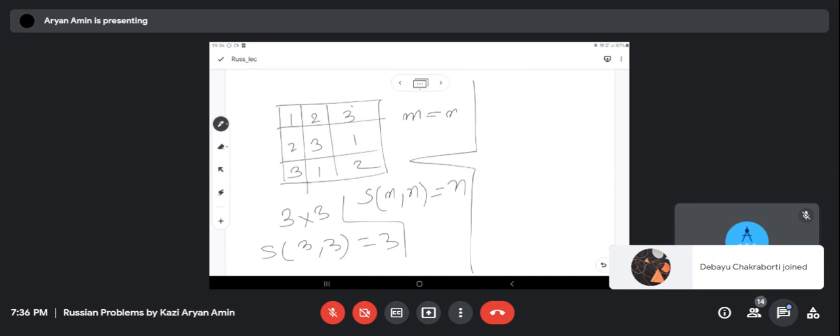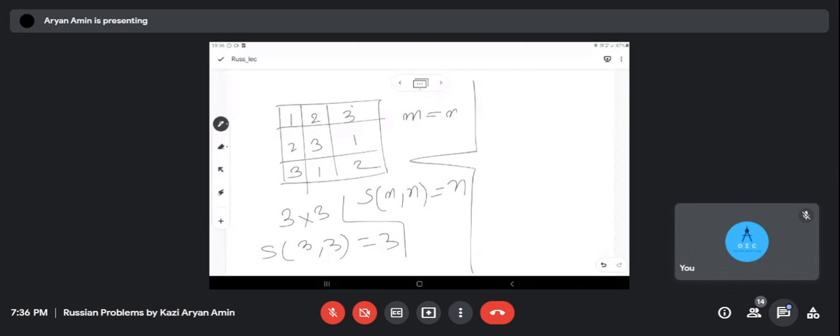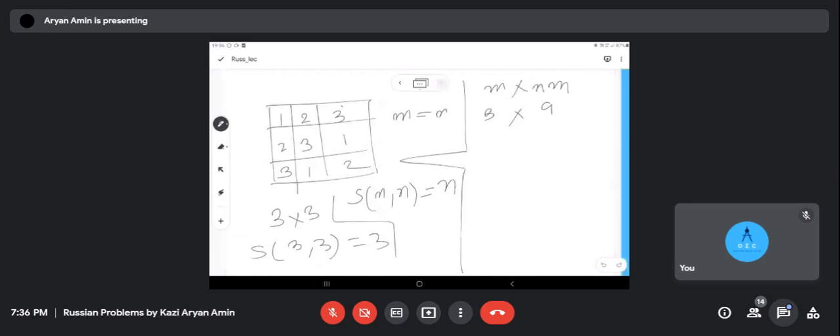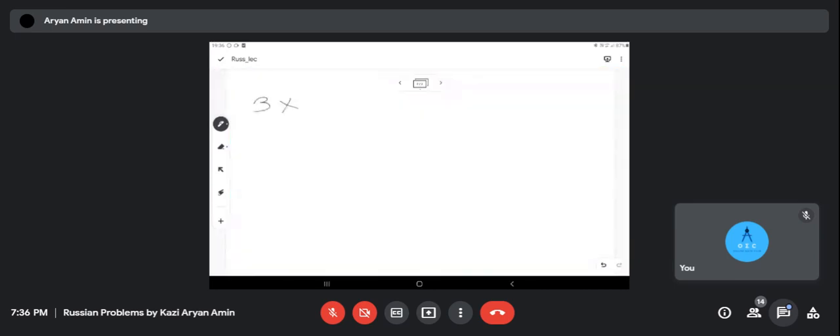Now let's try something a bit more interesting. Let's say you try m comma n with n a multiple of m, so let's try something like 3 cross 9. This is difficult to fit here, so let's just move to the next page. Suppose you are trying 3 cross 9. Note that I'm not trying to prove anything here. I'm trying to understand the answer first, right?